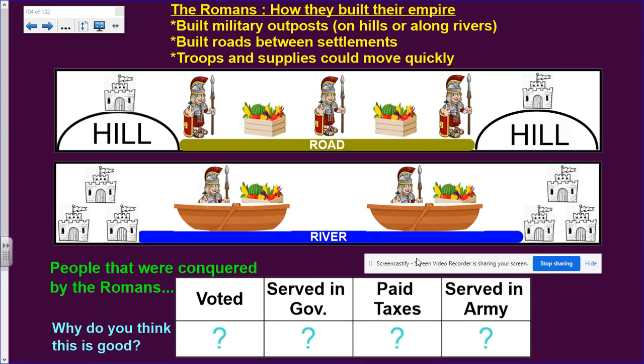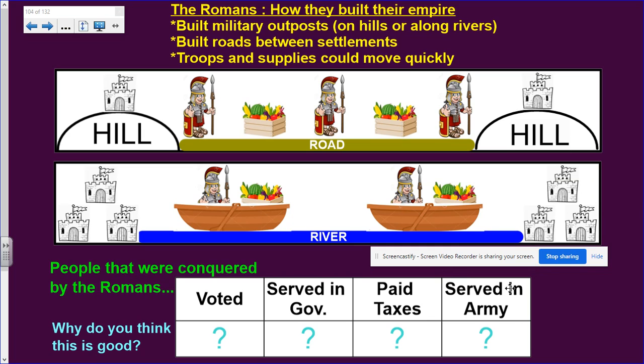Okay, now let's jump down to the bottom here related to all this stuff with the chart. Okay, what happens here is the green statement is just a fact that as the Romans conquered different groups, they took over different groups, they gave those people rights, believe it or not. So, what I put in green here was that people that were conquered by the Romans could vote, they could serve in the government, they could pay taxes, and they could serve in the Roman army.